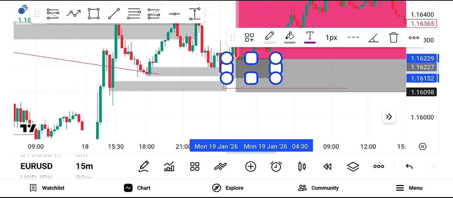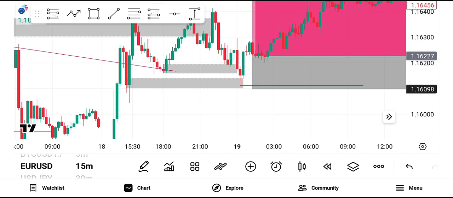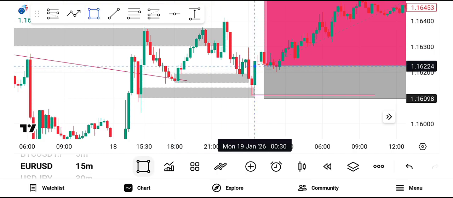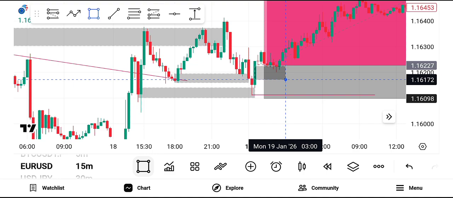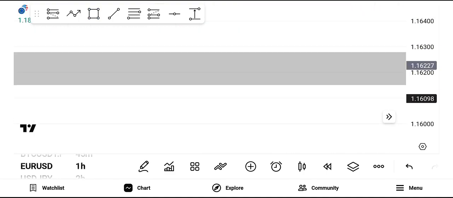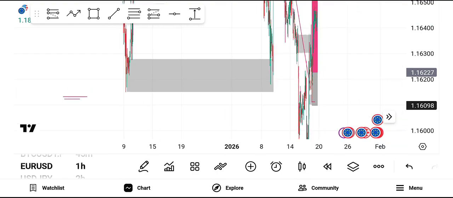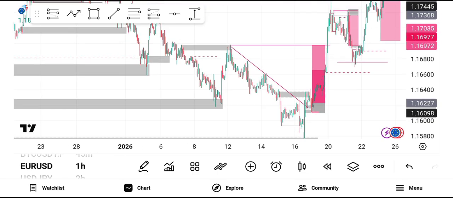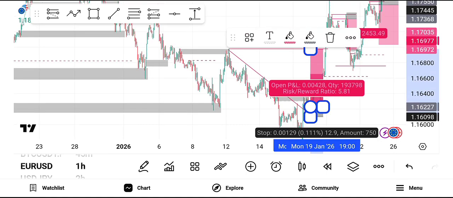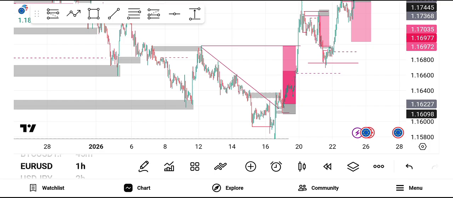This fair value gap here was what I used to enter, this FVG here. Simple. I just entered from this fair value gap, and I was able to get how many R from this trade? I think it was more than 5 R. Can you see? More than 5 R, so this 5.8. So that was what happened.